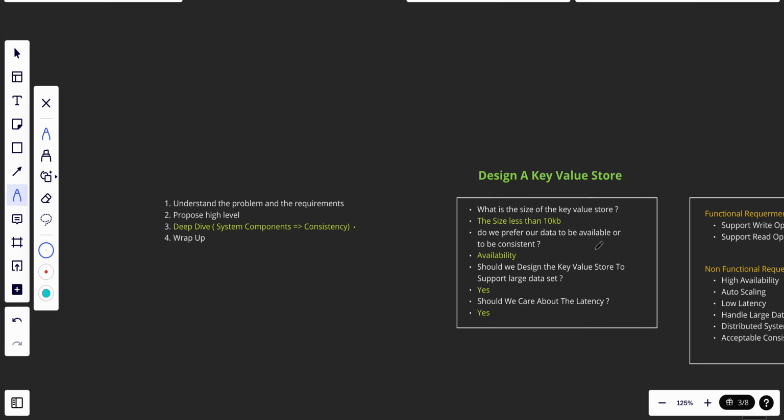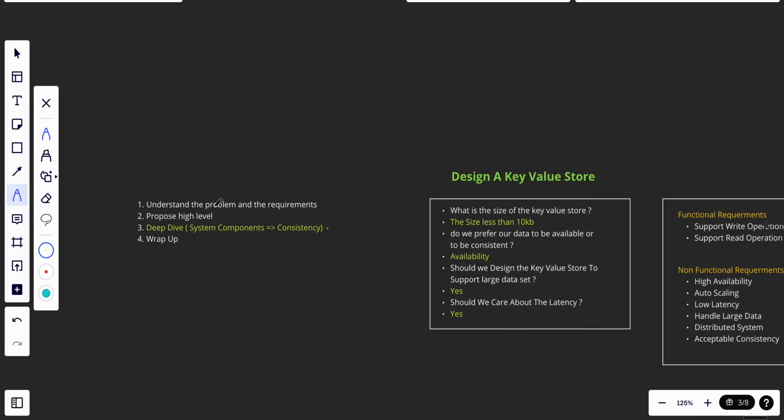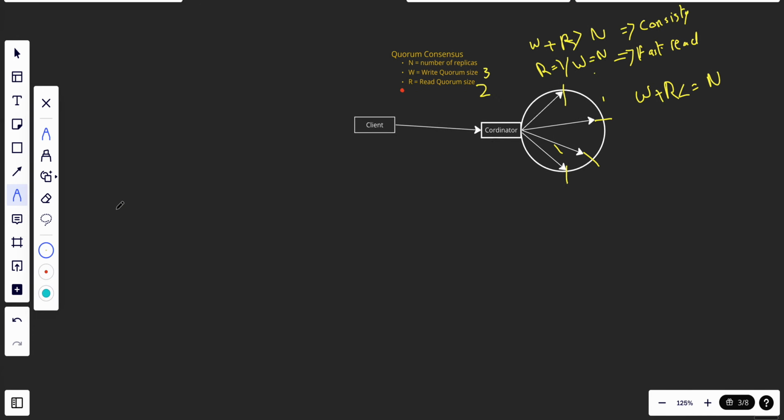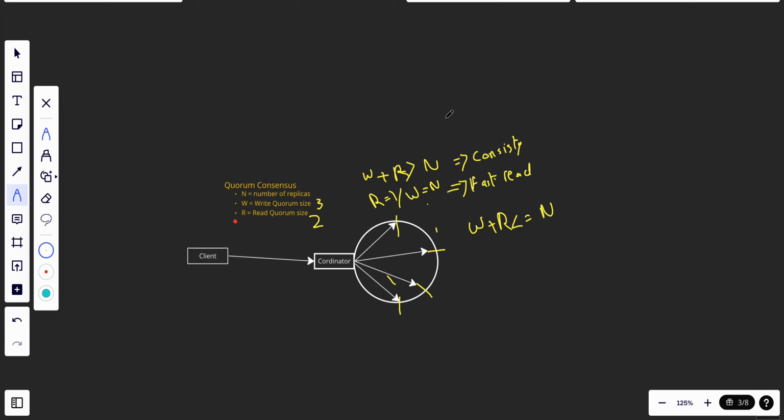the most important part of the system design interview is the first one. Understanding the problem is the most important, because if you don't get this right, all the other steps are screwed. So make sure you get your requirements right, and based on the requirements you will choose these specific things.